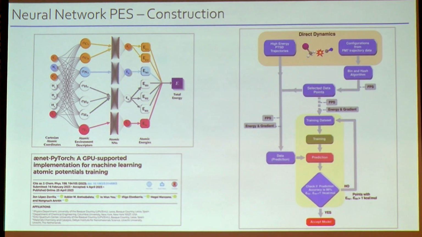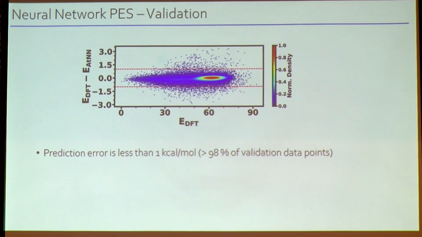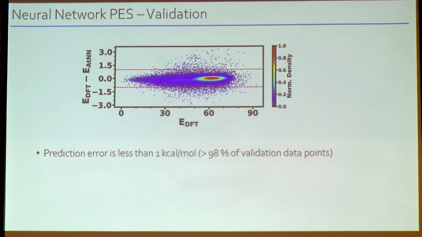From this original set, we also create a test set and a validation set. Once training is done, we try to do the testing, and we put it in a loop, and if we get an accuracy of more than 98% prediction within the acceptable limit of less than 1 kilocalorie per mole error, then we use the surface. So that's what we did. And this is a graph that shows the plot of DFT energy minus the neural network energy as a function of the energy of the system. As you can see, more than 98% of the data were predicted successfully within plus or minus 1 kilocalorie per mole. So the errors were less than 1 kilocalorie per mole. So we were satisfied with the surface, and now we can go ahead and do the trajectory simulations.